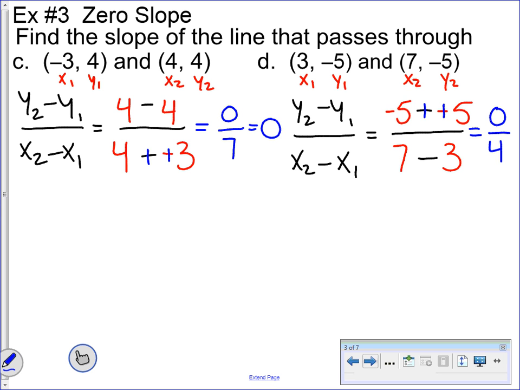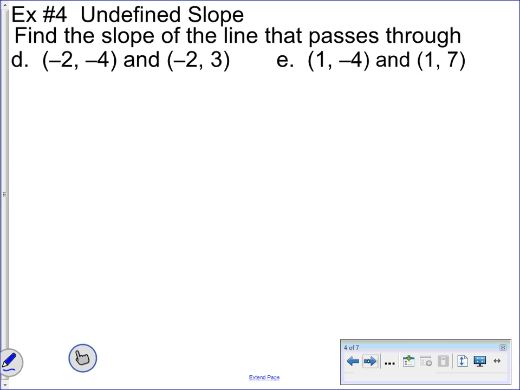However, this is not an acceptable answer. Instead, 0 divided by 4 is 0, and that's what you should put. Now let's see what happens if we get a 0 on the denominator.